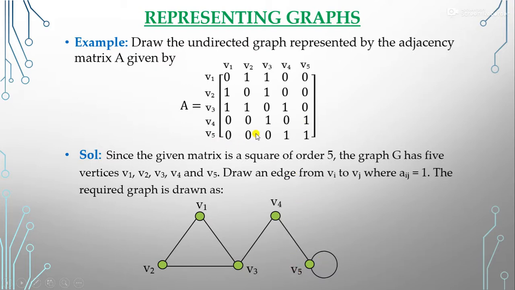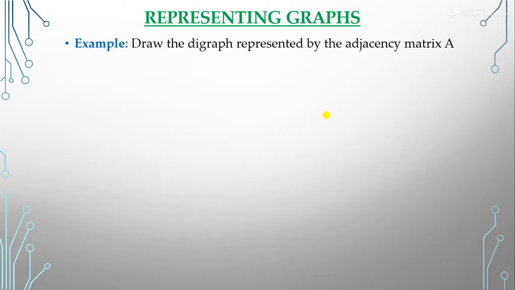And V5 is connected to V4. Yes, V5 is connected to V4. And at V5 we already made the self loop. So that will be the graph of this adjacency matrix, an undirected graph. Clear how to form the graph from the adjacency matrix. Now let's take another example.